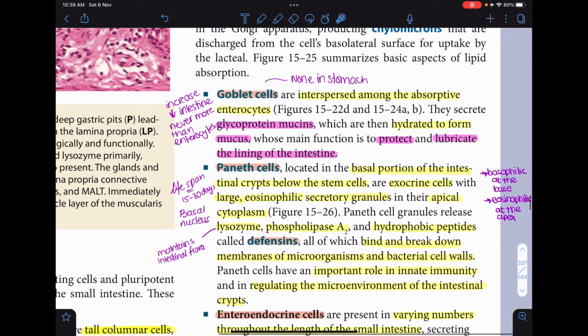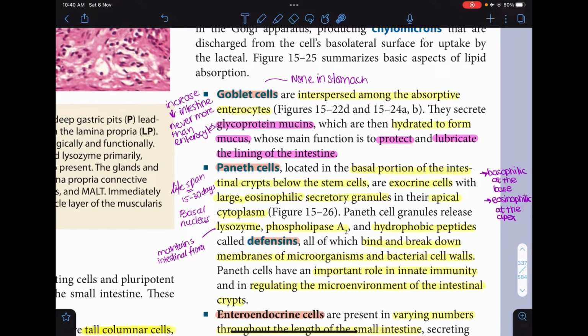هلا رح نتكلم عن الجوبلت سيلز. So the goblet cells ابدا ما في منهم بالستمك، موجودين بالسمول intestine and large intestine and they increase as you go. So بالدودنم ما في كتير، بيصير في عنا اكتر بالجيجنم، اكتر بالإليوم، اكتر بالسمول intestine and so on. They are interspersed among the absorptive enterocytes. هلا احنا حكينا انه they increase as you go, but they are never more than enterocytes.